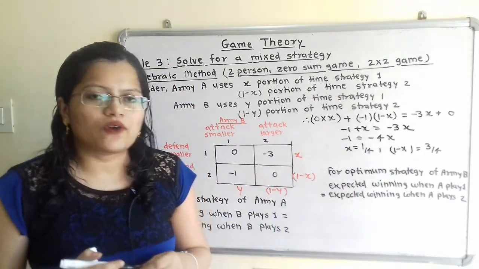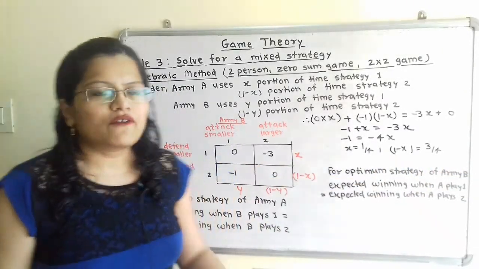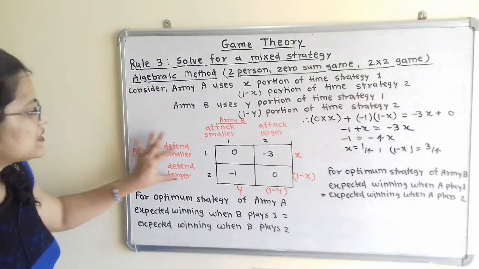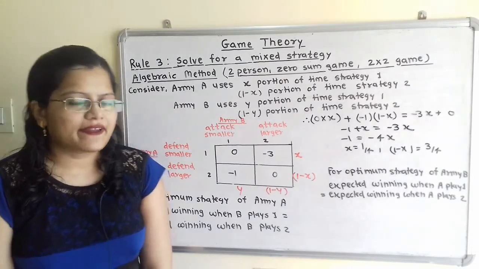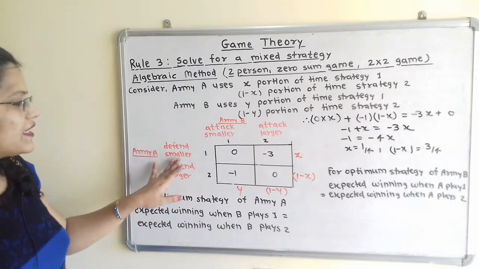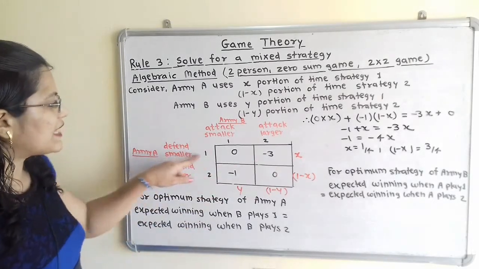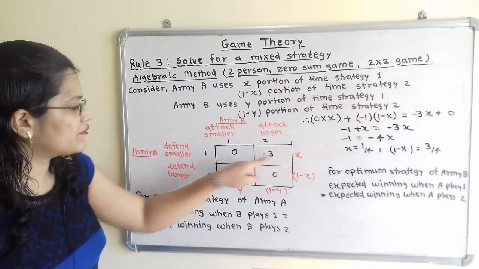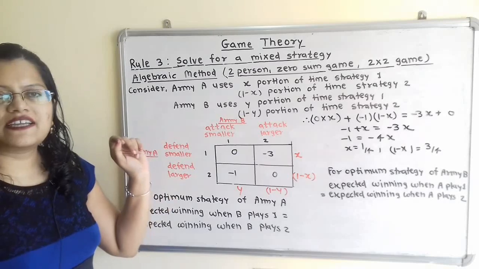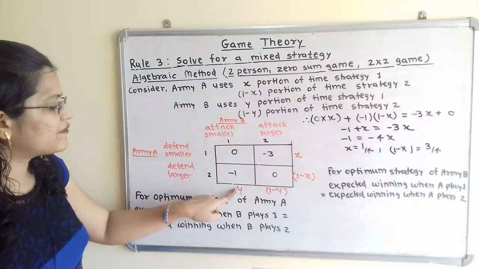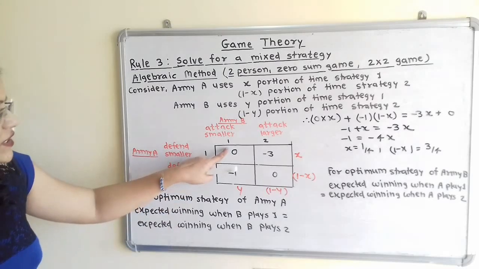Now we will find out the optimum strategy of Army B. It will depend on which strategy is used by Army A. So we again take the expected winning when Army A plays strategy 1. For strategy 1 we concentrate on this row. This is the optimum strategy of B, and B has frequency y and 1 minus y. So again I will write 0 into y.